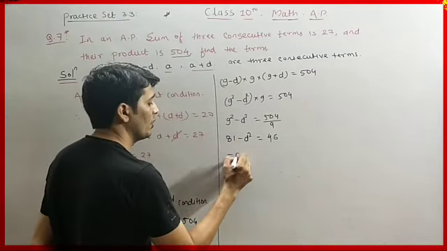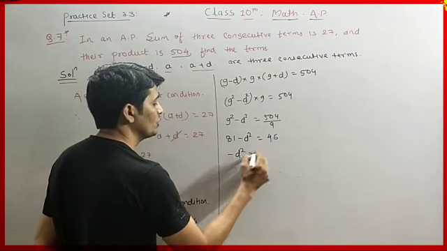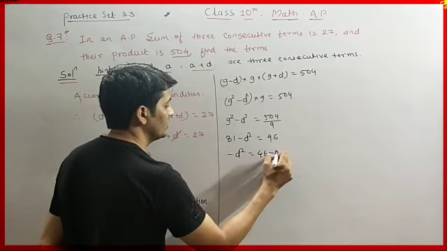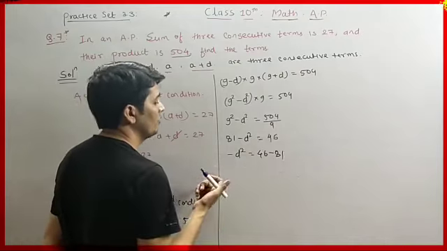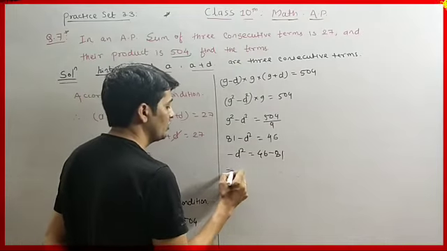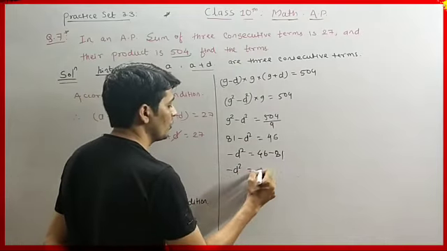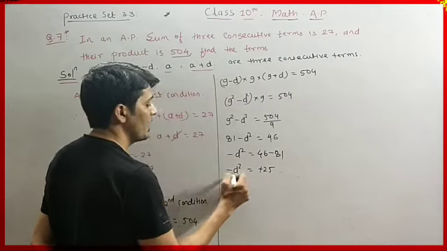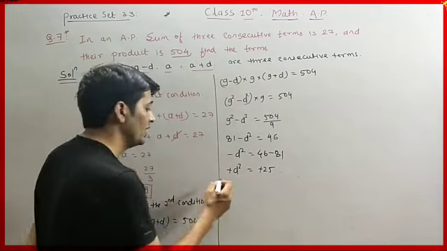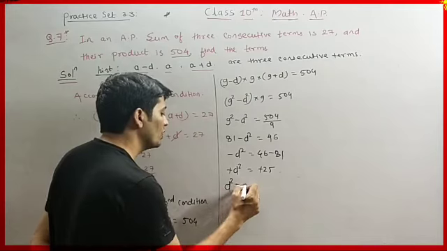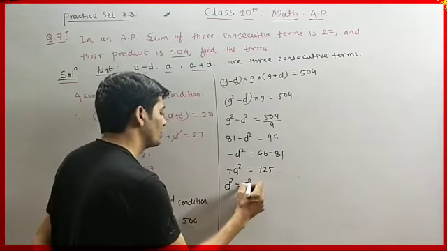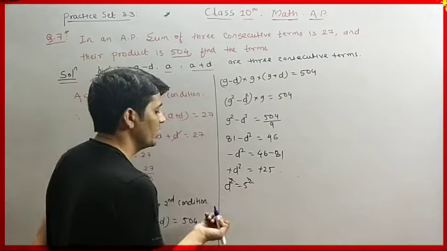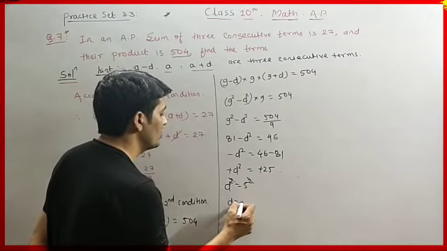So we will have minus D square equals 56 minus 81. It is in positive form, so it will come in negative form when we transfer to the other side. So we have minus D square equals minus 25. Minus and minus will get cancelled. Here we have D square equals 25, which is the square of 5. So we write square of 5. So square and square will get cancelled. We have D equals 5.